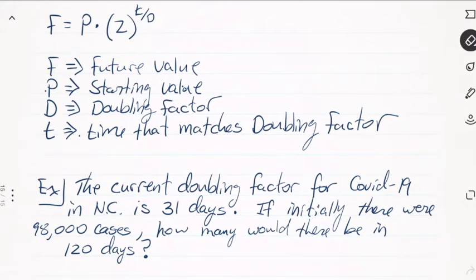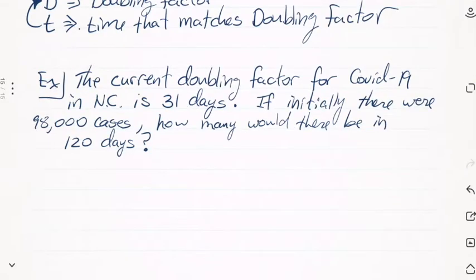So if I tell you the doubling factor is every 3 months, and I ask you how many are going to be in 10 years, you have to change the years into months to match up. So you're always converting time back into the doubling factor. So be really, really careful with that part. So for example, the current doubling factor for COVID-19 in North Carolina is every 31 days. If initially, as in today, there were 98,000 cases, how many would there be in 120 days if nothing changes?